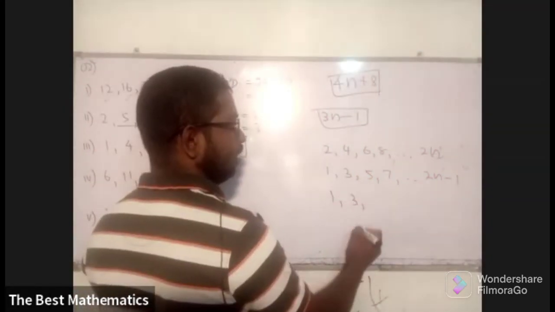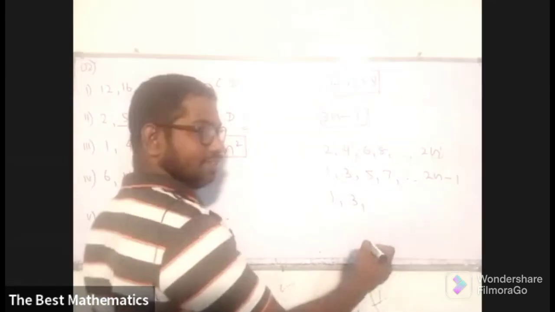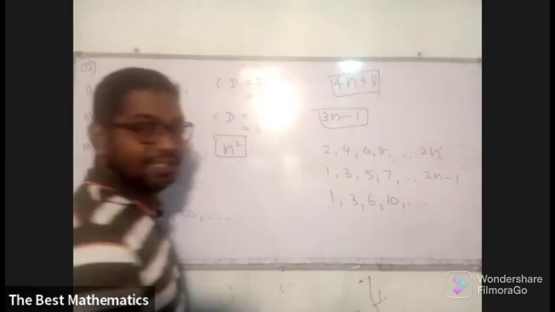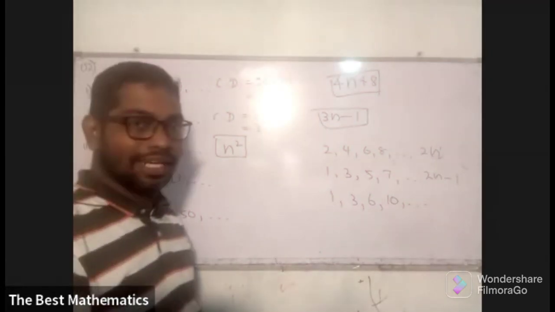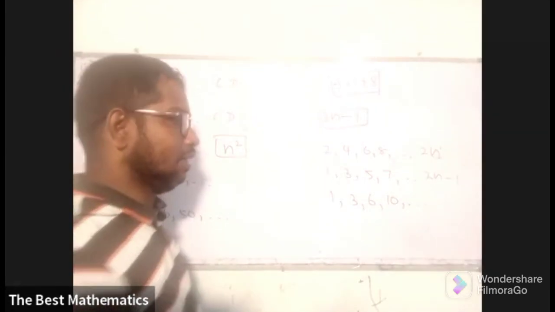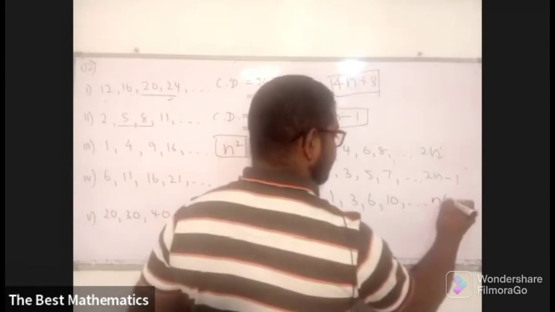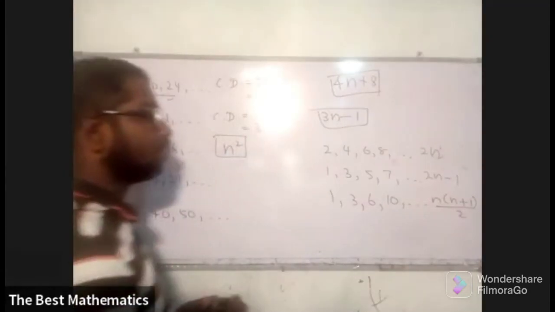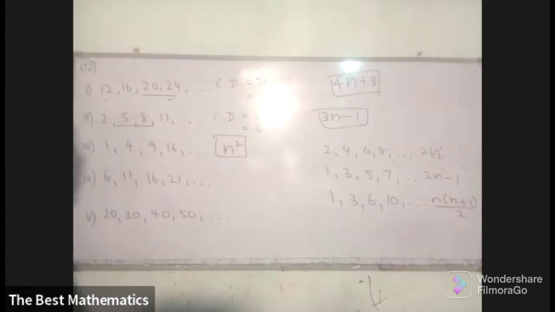Another one: 1, 3, what is next? 6, 10. What is this? Yes, very good. That is the triangular number pattern. The general term is n times n plus 1, divided by 2.